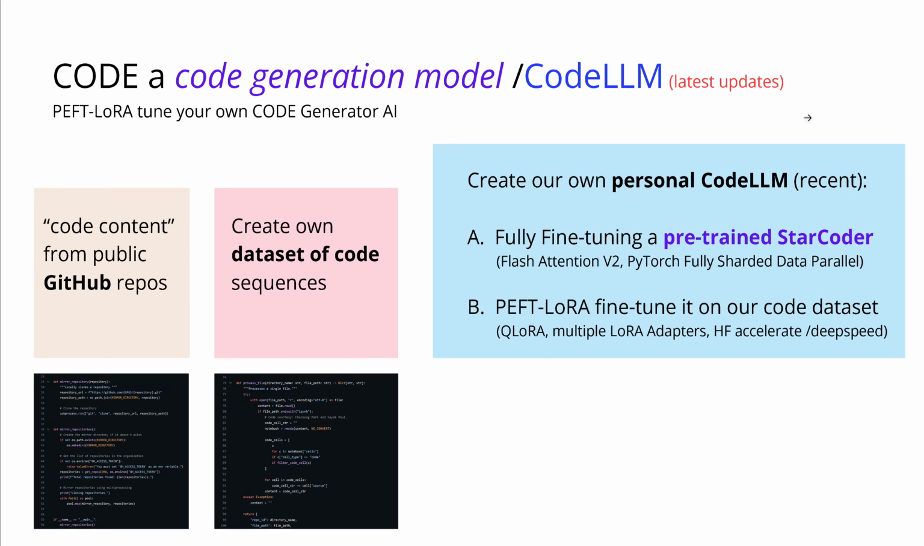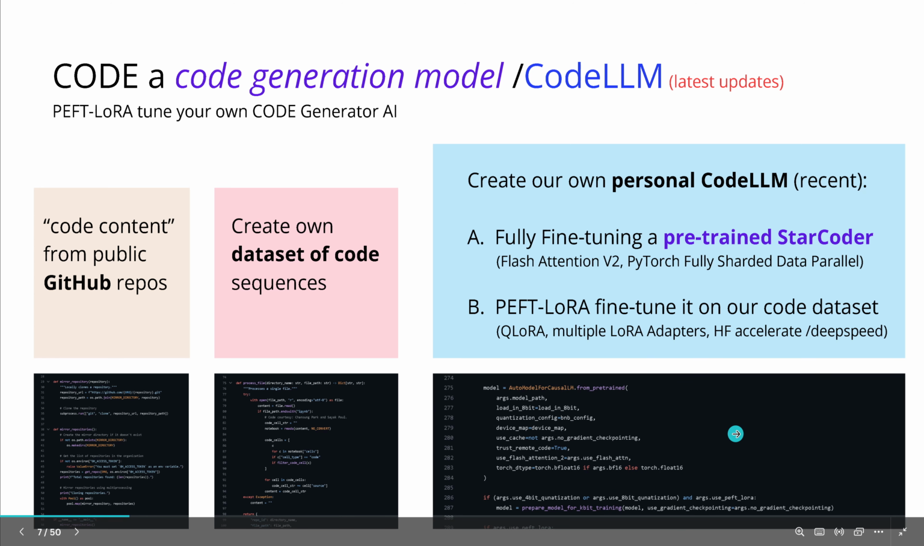So we will do today a full fine-tuning here of a pre-trained coding LLM, and we will use StarCoder as our pre-trained code LLM. And we will use here some beauties like Flash Attention version 2 and a fully sharded data parallel processing, and I will explain to you why we need this. And of course, this is maybe why you're here. We will do the same then in a PEFT LoRA fine-tuning on our code data set. We will even go with some quantized LoRA or some multiple LoRA adapters. And of course, we're going to use here Hugging Face Accelerate or DeepSpeed.